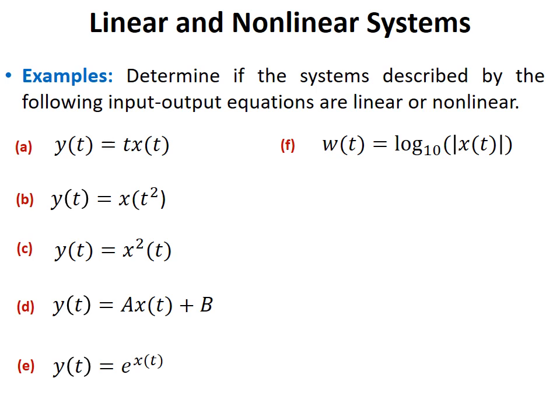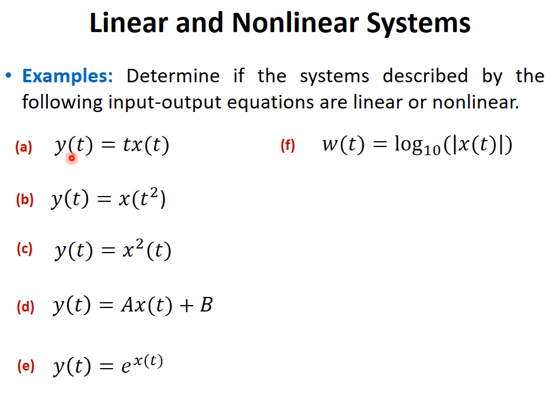Now again we are given some mathematical equations describing the input output relationship of certain systems. In all these examples, x of t is the input and y of t is the output, and from these equations we have to determine whether the system is linear or not. So in order to check the linearity of the system, we will apply the superposition property. How can we actually check the superposition property? We will check the scaling and the additive property, right?